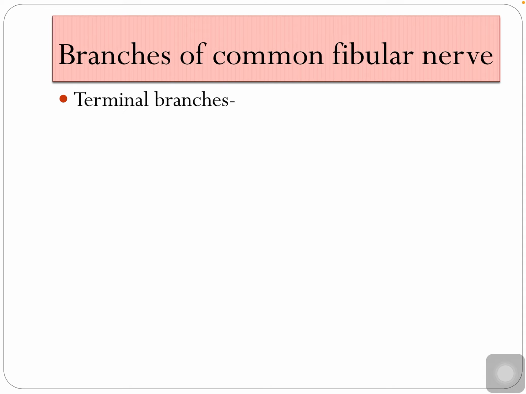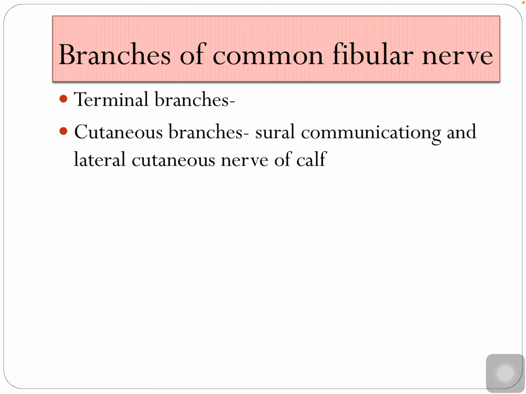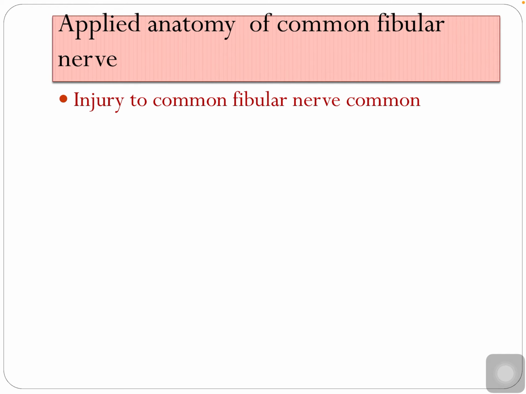So now branches of common fibular nerve. They are the terminal branches we have learned, superficial and deep peroneal nerves. Cutaneous branches, sural communicating and also lateral cutaneous nerve of calf. Articular branches, superior and inferior lateral genicular and recurrent genicular nerves. You should remember popliteal artery gives rise to 5 genicular arteries. Tibial nerve gives rise to 3 genicular nerves and common fibular nerve gives rise to 3 genicular nerves.